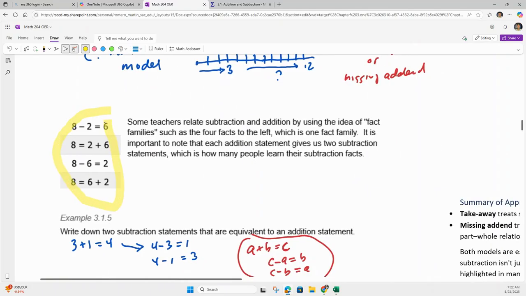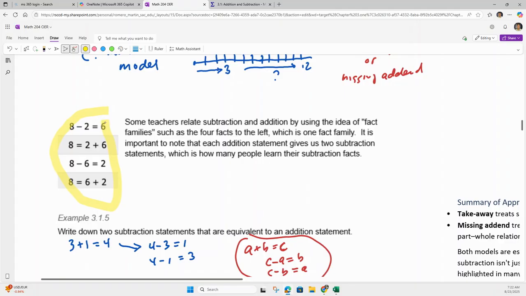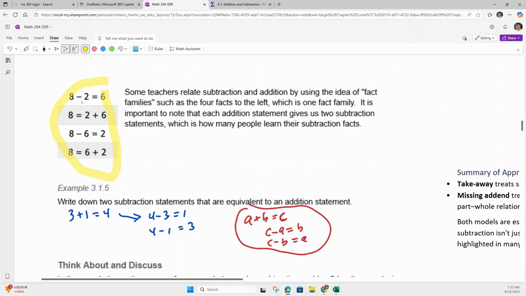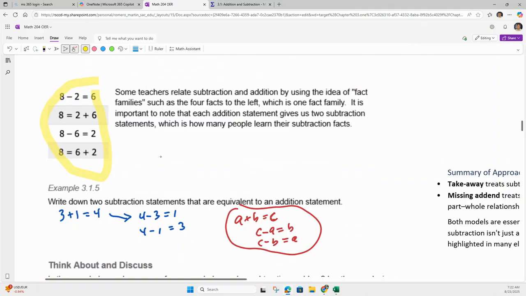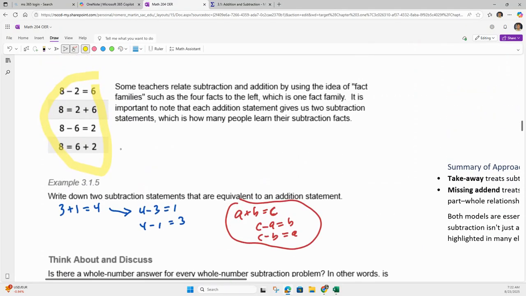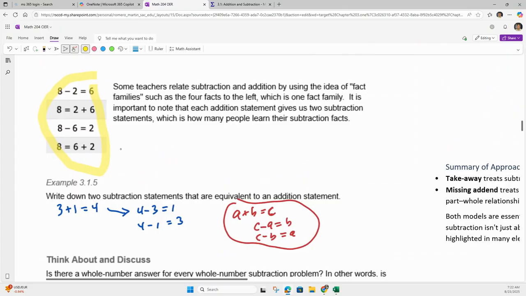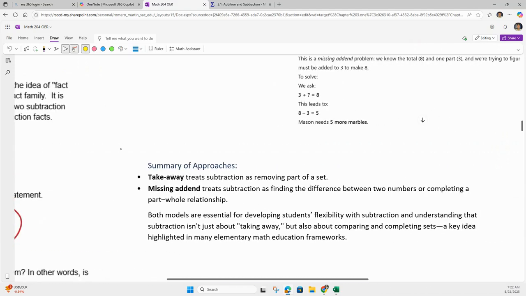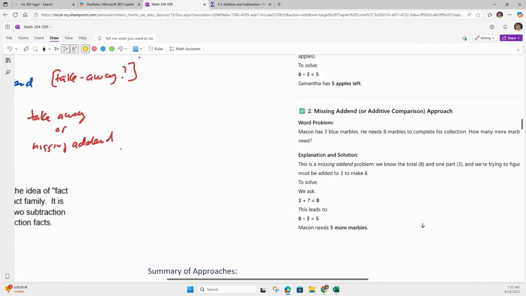Which leads to, some of you who work in schools may be familiar with, or with your own children, or work with family members, that we call this relationship. Some people call it the fact families, the four fact families. You have this for adding and subtracting here, and so that's what the next example is, just trying to create a statement from each of those. Now, again, if you need some more, the textbook has a little bit more.